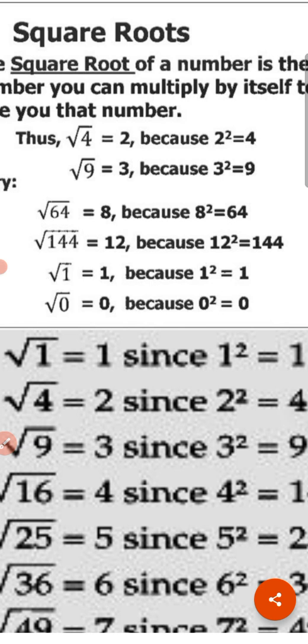In mathematics, subtraction is the inverse operation of addition and addition is the inverse operation of subtraction. Similarly, multiplication is the inverse operation of division and division is the inverse operation of multiplication. Okay. Here, finding the square root is the inverse operation of finding the square of a number. If we know the square of a number, we can find its square root easily.